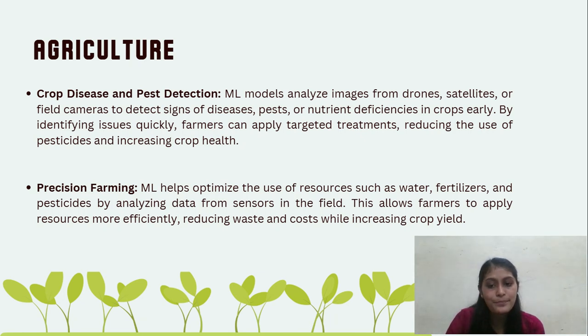So ML models can be used to optimize the use of resources such as water, fertilizer, and pesticides by analyzing data from the sensors, and this will allow farmers to apply them more efficiently, reducing waste and cost while increasing crop yield.